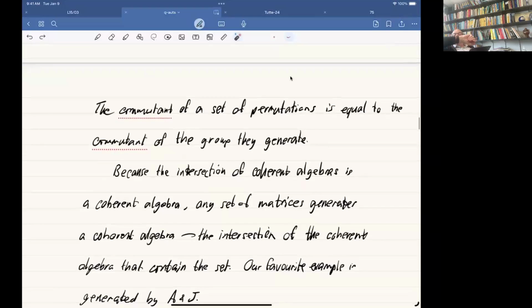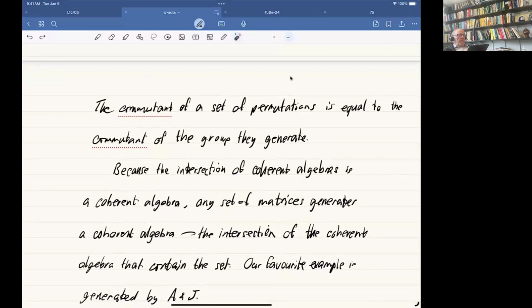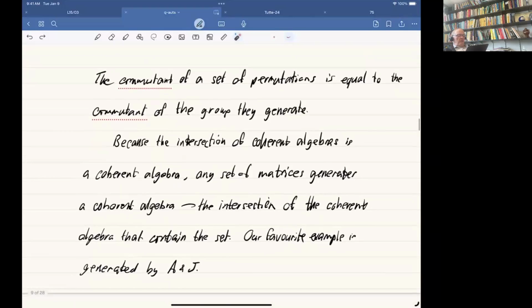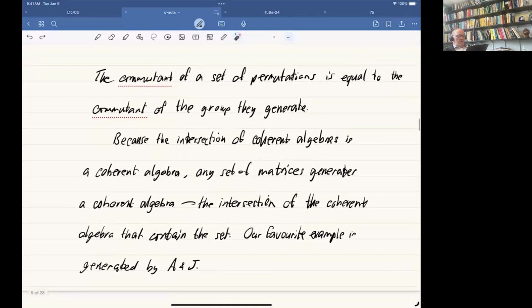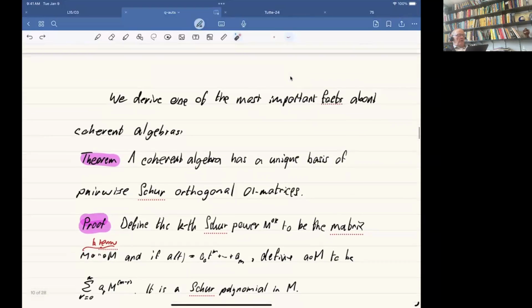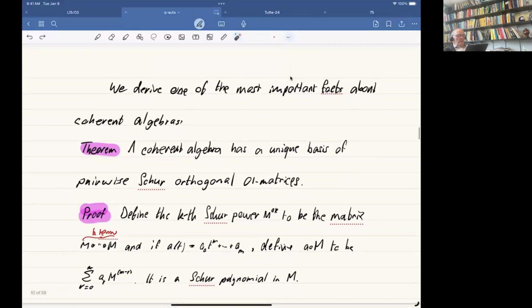What's the time? Yeah, I'll try. So, okay. Do I want to?